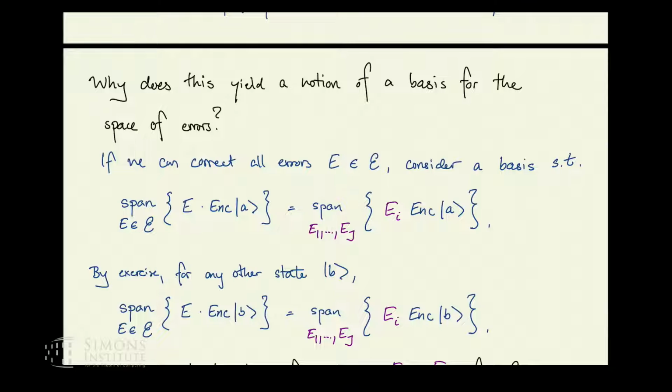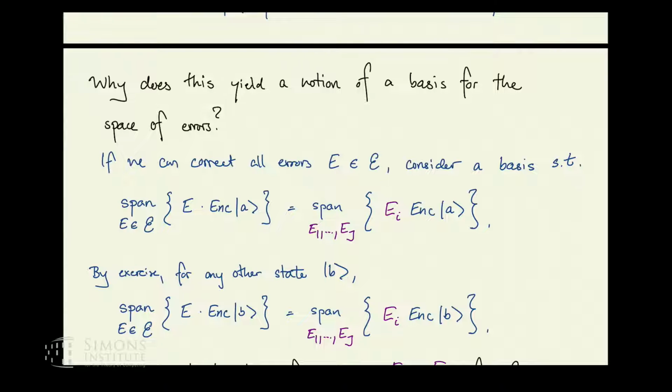Well, if you can correct all the errors in some curly set E, you could just first think about, let me take any vector A, and let me think of what the span under all the errors would be of E applied to encoding of A. And that's going to be a vector space, a basis space. And if it's a vector space, then there's a basis for it. We're all just dealing with finite dimensional vector spaces here.